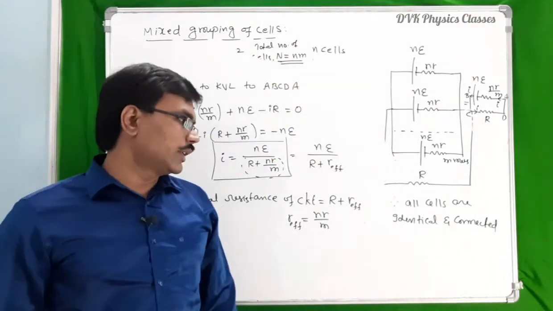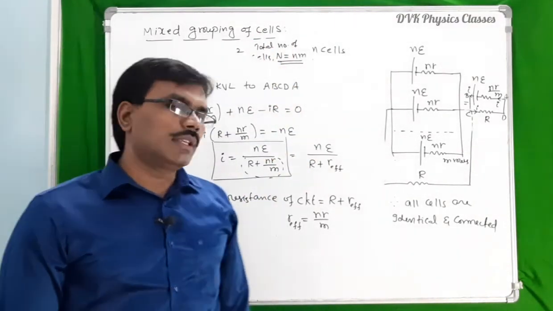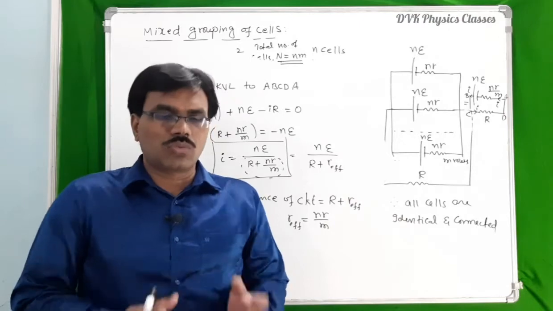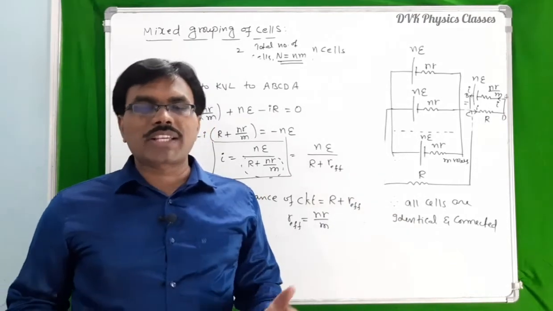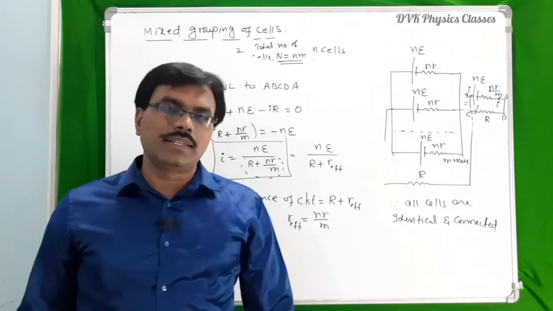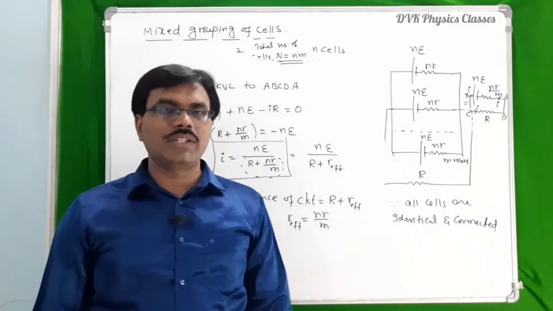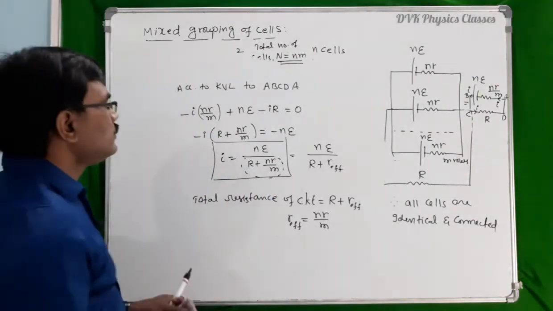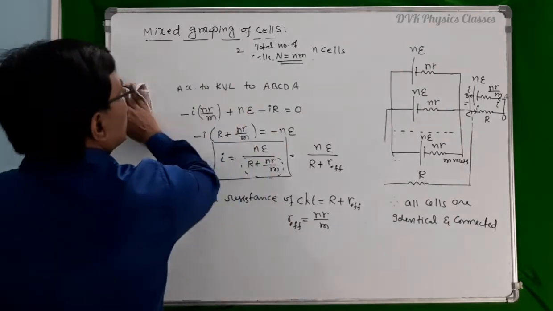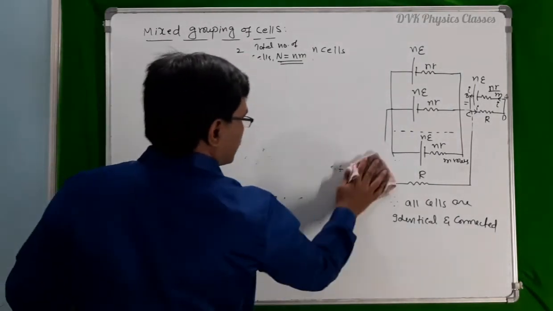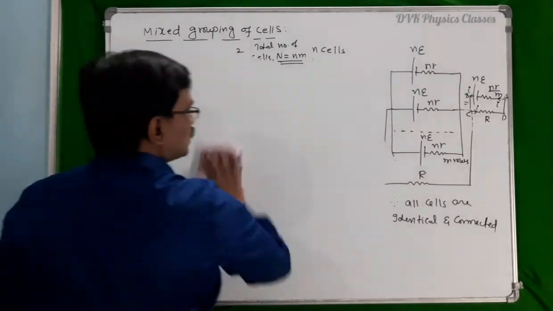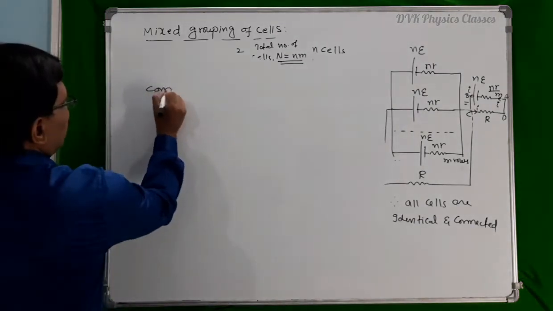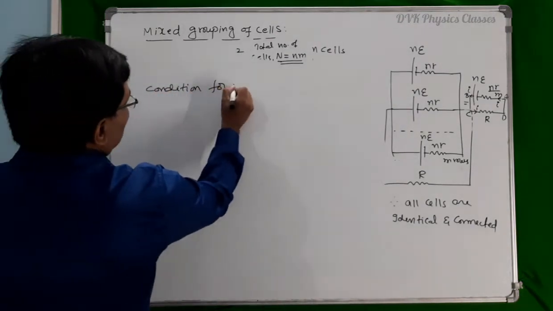The next concept is: under what condition can we get maximum current from that combination of cells? What should be the condition for getting maximum current or maximum power from the combination of capital N number of cells? This is very important. So let us see the condition for maximum current, as well as maximum power, from the mixed grouping of cells.